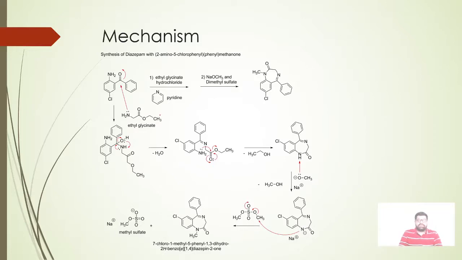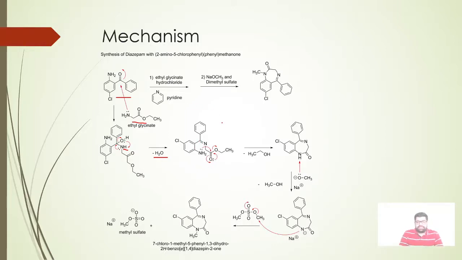So what we did, we started with 2-amino 5-chlorophenyl phenyl methanone. That is this benzophenone derivative. Then we treated it with the ethyl glycinate, that is the ethyl ester of glycine. So this NH2 will attack over this carbonyl. We get OH over here, and then water is removed from this NH and OH. So we get this N double bond over here, that is an imine type of compound.